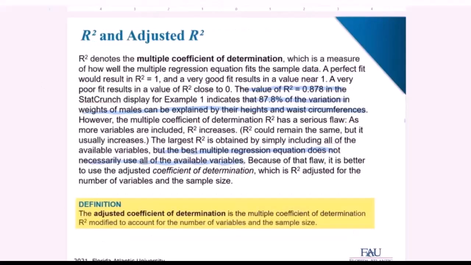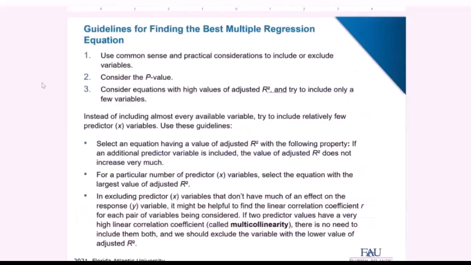Because of that flaw, it is better to use the adjusted coefficient of determination. That takes into account the number of variables and the sample size. Again, the more variables you add, the larger the R squared gets, but that doesn't mean it's a better equation. The definition: the adjusted coefficient of determination is the multiple coefficient of determination R squared modified to account for the number of variables and the sample size.